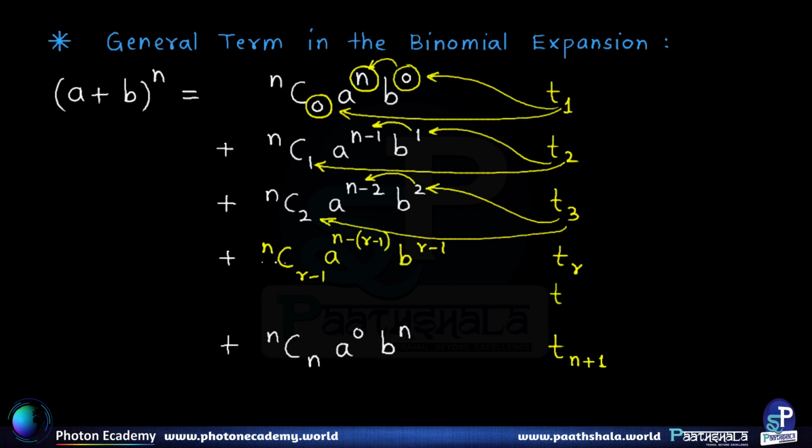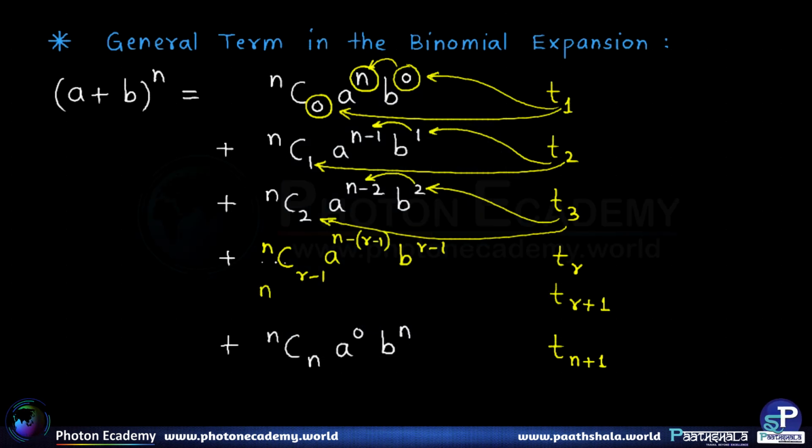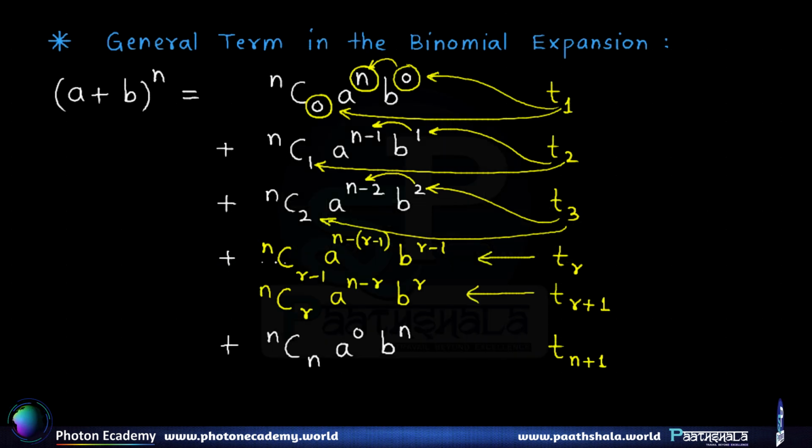Let us also try to imagine how to find the term t(r+1). Now whenever we have r plus 1 here, of course the coefficient will be nCr, because r is 1 less than r plus 1. Then b will also have the exponent r, and a will have the exponent n minus r, isn't it? So this is the rth term, this is the (r+1)th term, and so on.